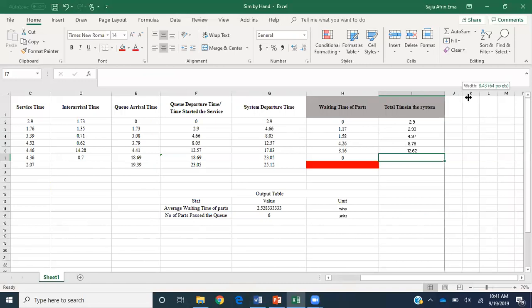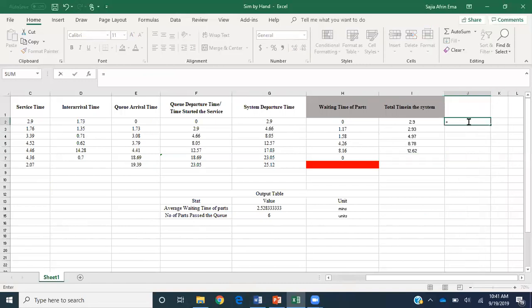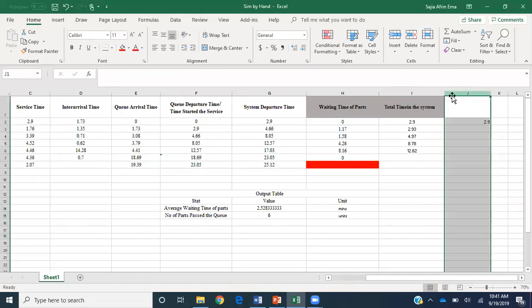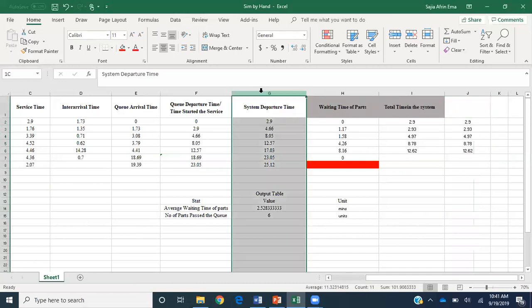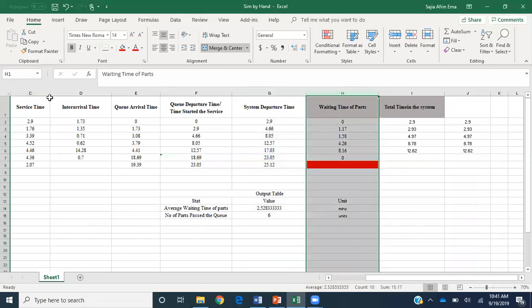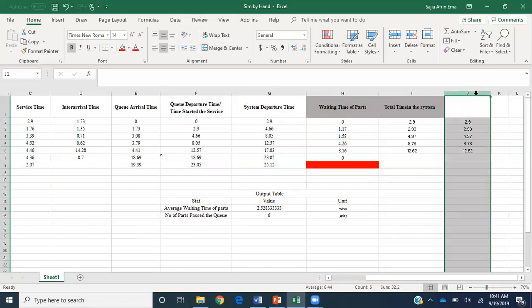Another way to do it is, you know the waiting time of a part, right? Over here. So if you add the waiting time with the service time of a part, that's the total time they spent in the system, as there is no other system process or anything going on. So you can find it in that way as well. I'll just drag them up to here. See, they're exactly the same. So you can find it by subtracting the arrival time from the system departure time, or you can add up the waiting time and the service time to get the total system time. So I'll just take off this row.